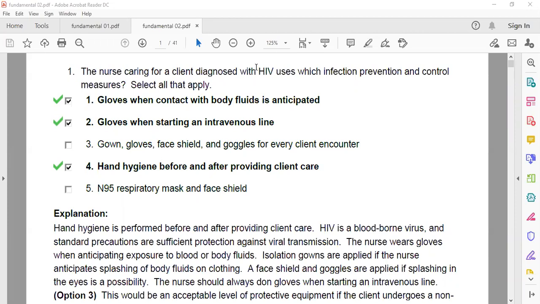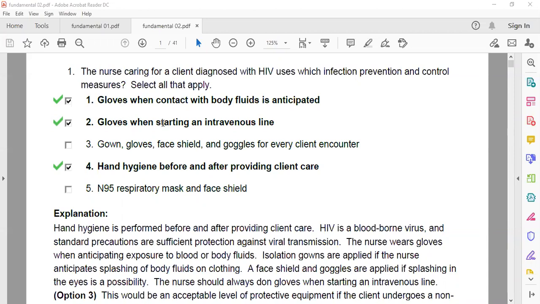So out there are 5 answers to choose from, like gloves when contact with body fluid is anticipated. I said for contact precautions we have to follow standard precautions: wear gloves, wash hands, wear the gown. So gloves, it is right.